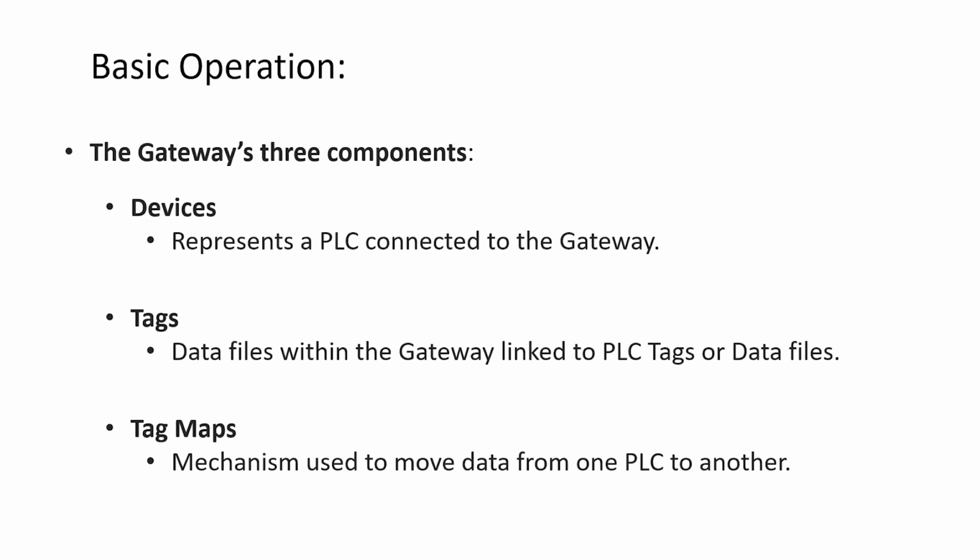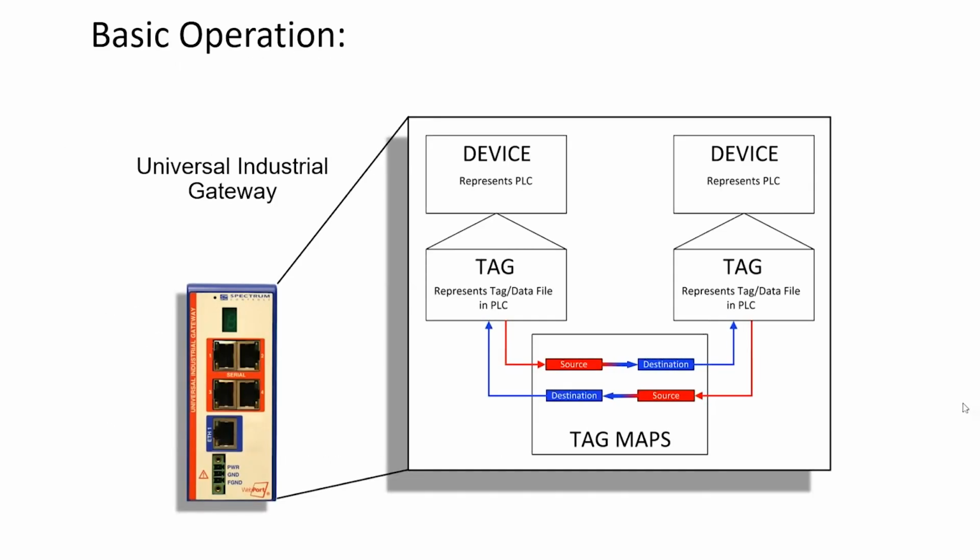The tag map will take a tag from one device, use it as a source, and move it to a tag in another device as a destination. Let's see a flow chart of that here. Basically, this represents what we're going to do. I've got two devices. Each device has a series of tags associated with it, and those tags will be used as either a source or a destination in the tag map.